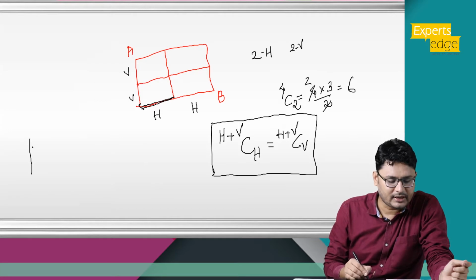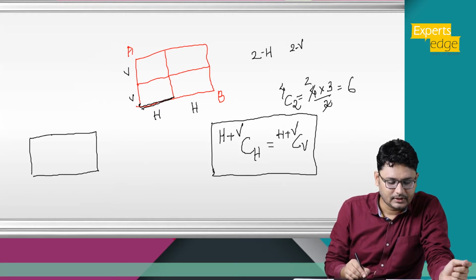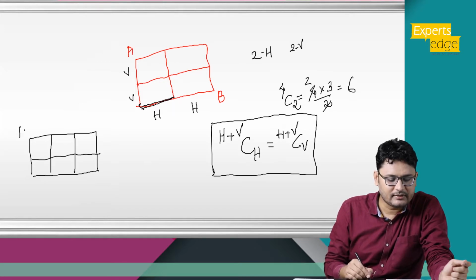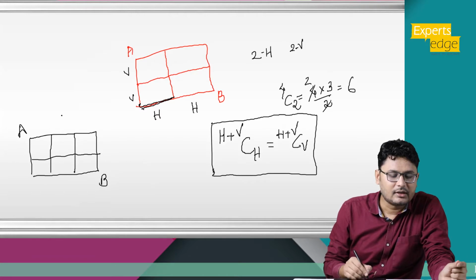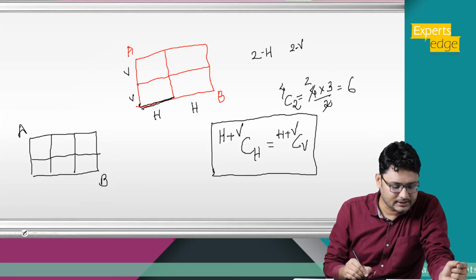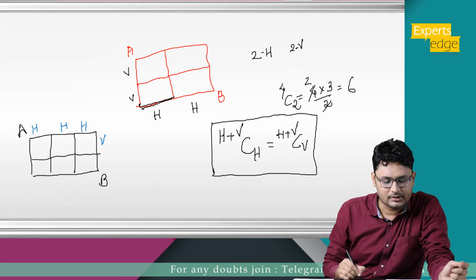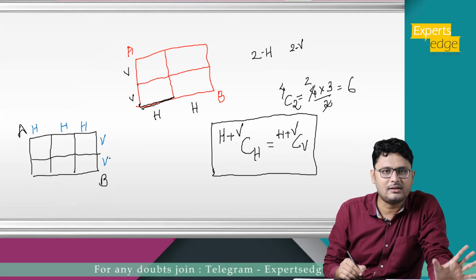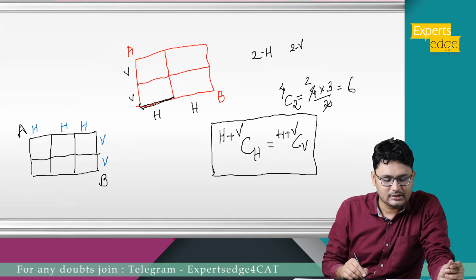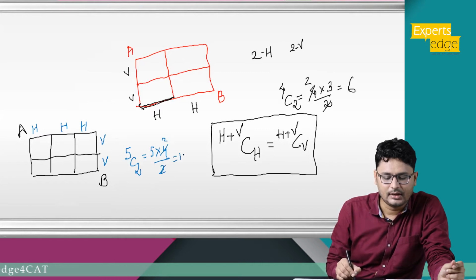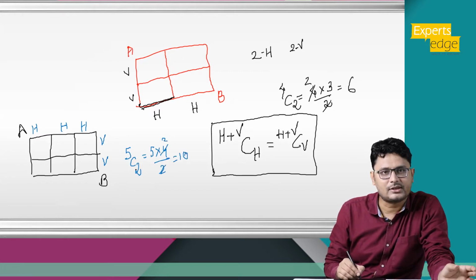Suppose I give another diagram, this one. How many ways will there be from A to B? Here, how many horizontal brackets are there? This is 1, this is 2 and this is 3. Vertical will be 1 and 2. You just need to count the levels. So 3 horizontal, 2 vertical, 3 plus 2 is 5, 5C2 should be the answer, that is 5 into 4 by 2, so 10 is the answer. I hope you got the concept. Now let's move to the questions.